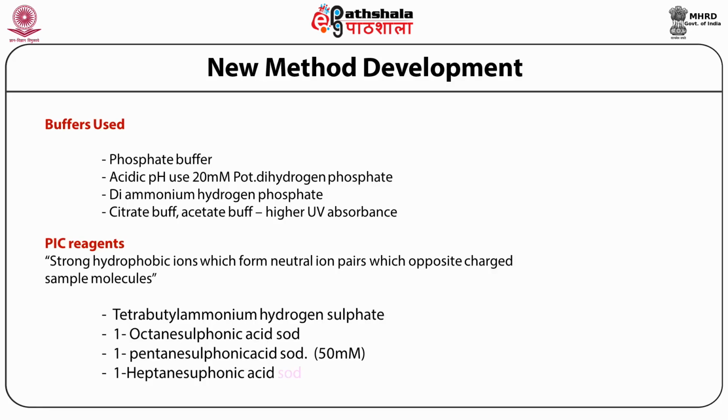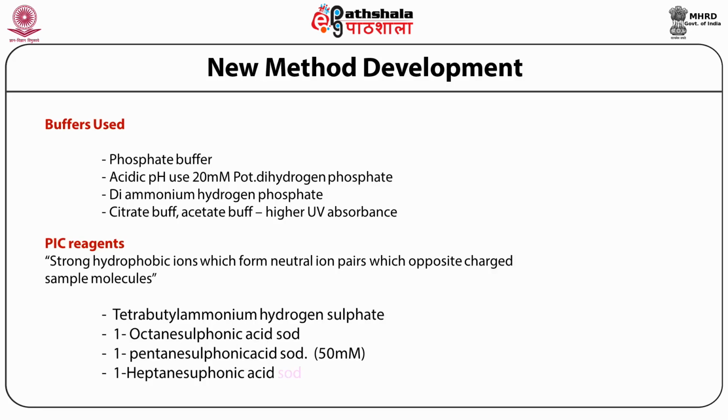Diammonium hydrogen phosphate is used, sometimes citrate buffers, acetate buffers, but citrate and acetate buffers have one problem: they have high UV absorbance. Therefore, preferably potassium phosphate buffers to an extent of 20 millimolar, adjusted to the suitable pHs, can be used for HPLC separations.